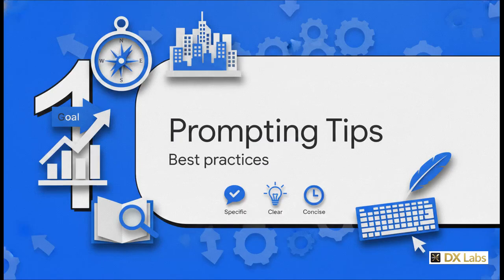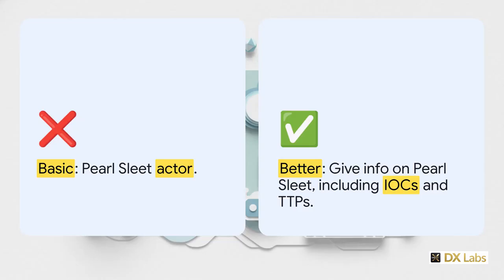All right, prompting tips, best practices for clearer instructions. Being specific, clear, and concise is the golden rule when writing your own prompts, so let's look at how to actually apply this. Consider a really basic prompt like Pearl Sleet Actor. That is incredibly vague. Copilot might just spit out a Wikipedia-style summary of who they are. Now compare that to a much better prompt. Can you give me information about Pearl Sleet activity, including a list of known indicators of compromise and tools, tactics, and procedures? You see the difference there?